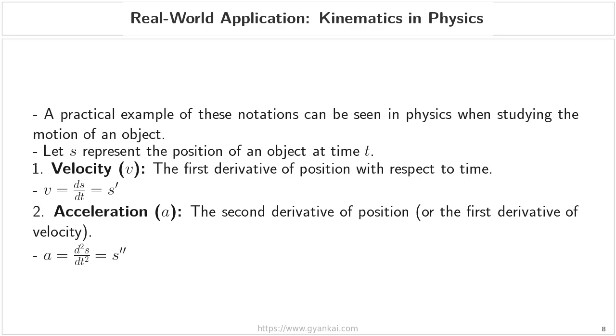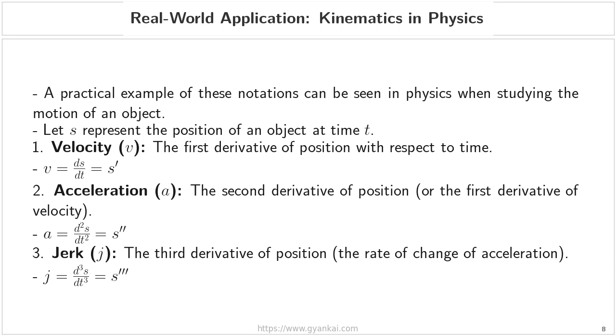Next, let's look at acceleration, denoted by a. Acceleration is the second derivative of position, or you can think of it as the first derivative of velocity. In Leibniz notation, this is written as d squared s over dt squared. To keep things clean and avoid that cluttered look we discussed earlier, we can simply write it as s double prime.